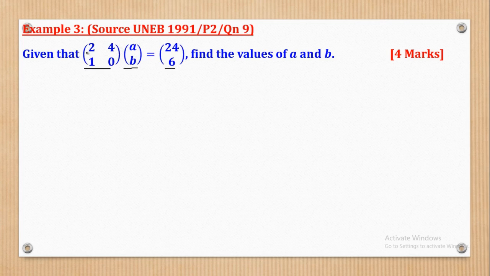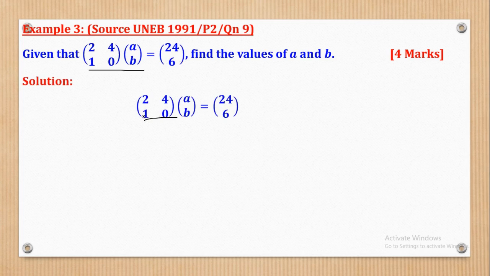So the matrix 2, 4, 1, 0 and a column matrix of A, B is equal to a column matrix of 24, 6. Find the values of A and B. The first thing to do is to multiply the matrices on this side. When I multiply, remember, we use row by column.